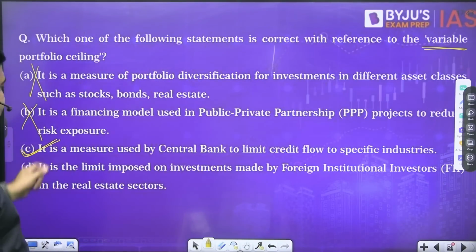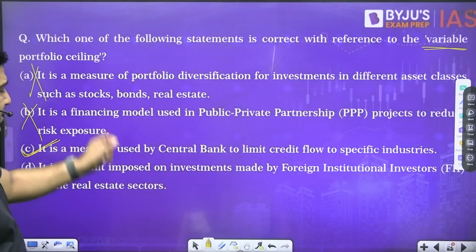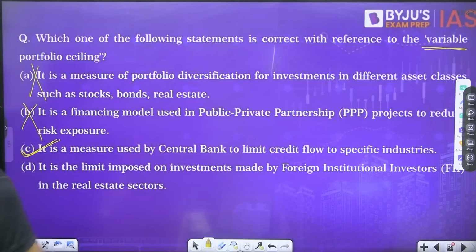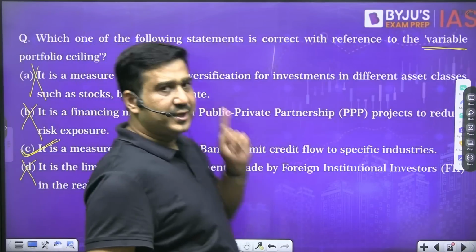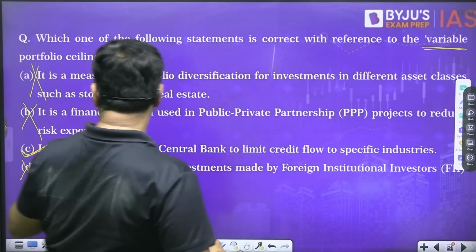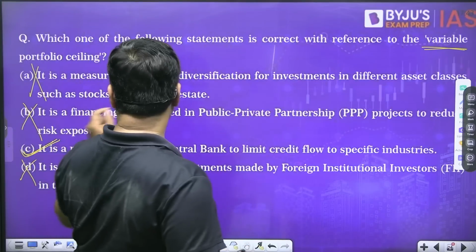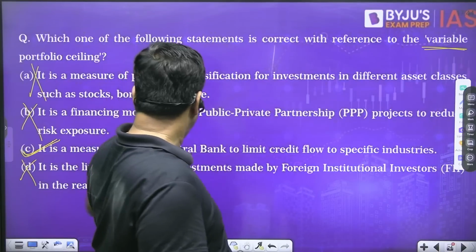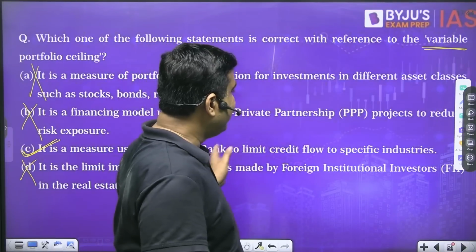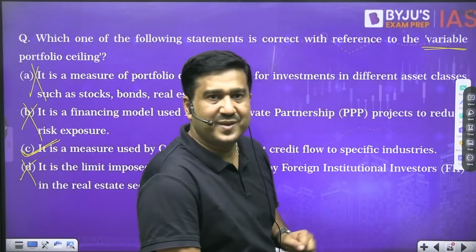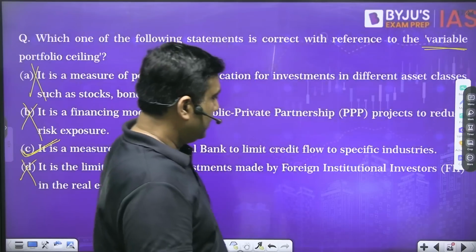D, it is the limit imposed on investments made by foreign institutional investors. Absolutely incorrect. So look at the question. It is not asking about foreign portfolio investment. So here answer is C, variable portfolio ceiling, when government intends to direct the credit flow to specific industries. Now another question.